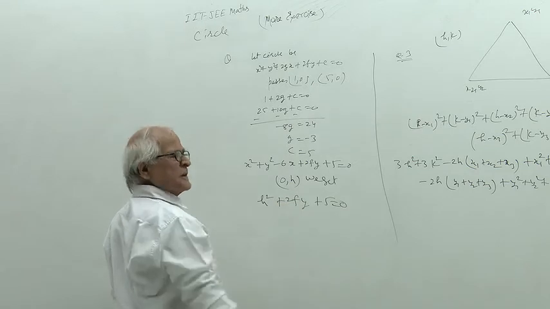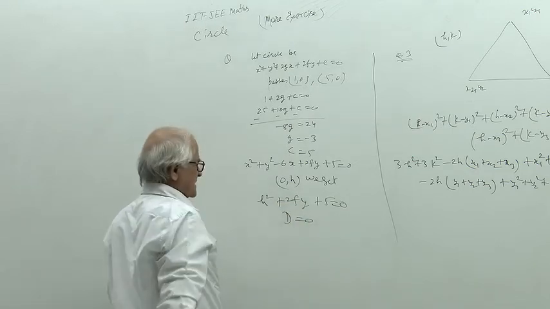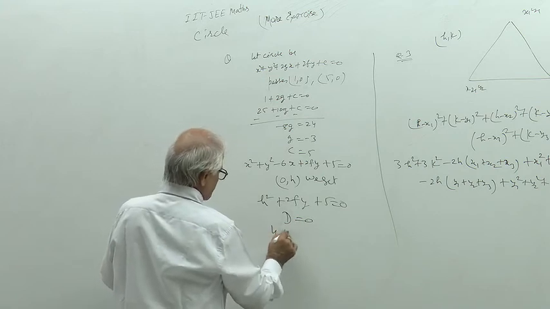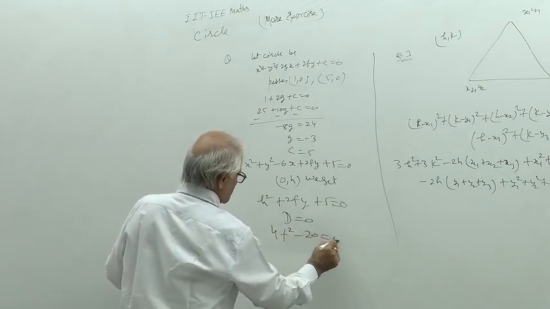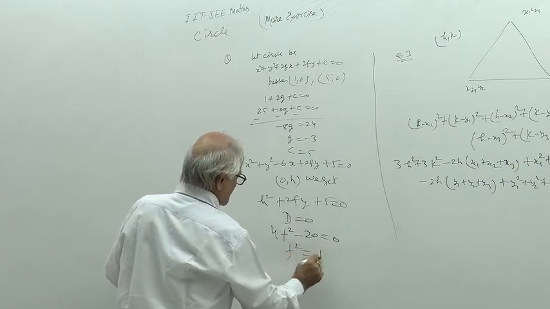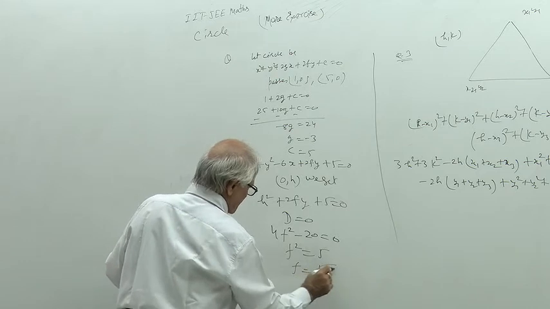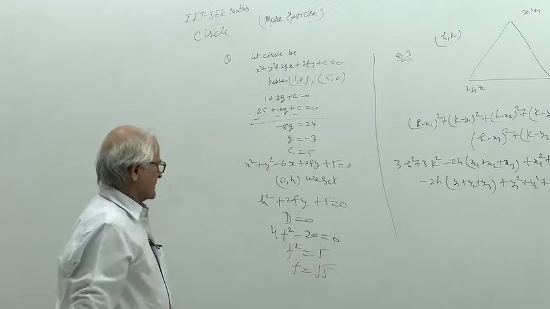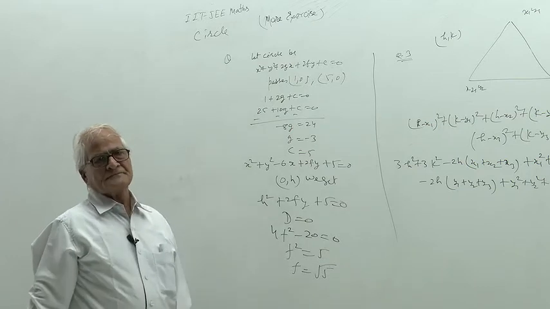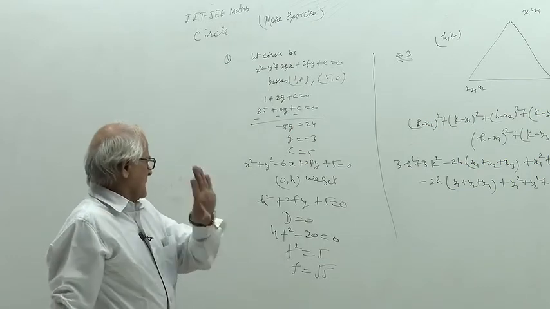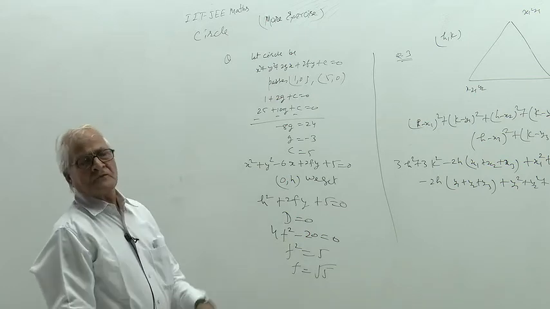He says the ACB is maximum. Then discriminant is 0. Then we have 4f square minus 20 is equal to 0. We have f square is equal to 5, f is equal to plus or minus root 5. We have to take one value of f.